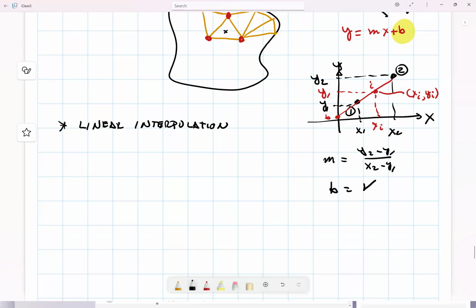Once you compute the slope, you just need to evaluate for x equals 0, and that's it, right? Then you do the linear interpolation, which will be yi equals m xi plus b. And with this equation, you can compute the value of y at any point there.